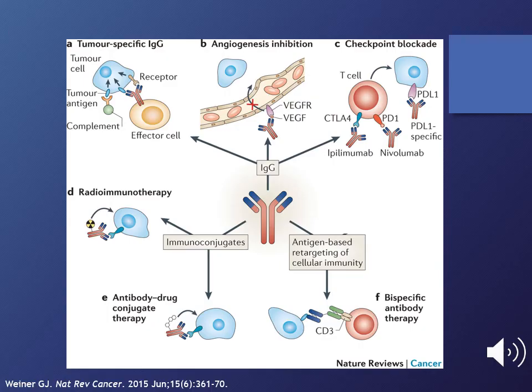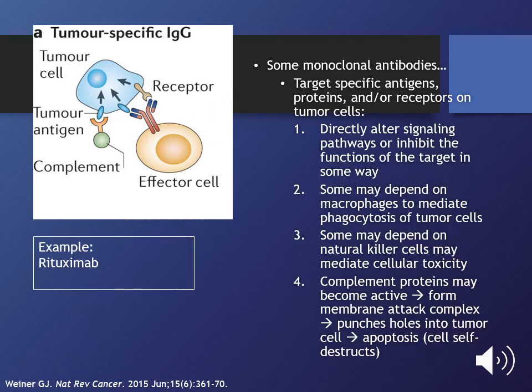Monoclonal antibodies work in a variety of ways. Drugs like rituximab target specific proteins and or receptors on tumor cells. They can bind directly to the receptor and alter downstream signaling pathways. They may depend on macrophages to mediate phagocytosis of tumor cells. They also could depend on natural killer cells to mediate cellular cytotoxicity, or they may involve complement proteins that, once they become active, form a membrane attack complex, which punches holes into the tumor cell and results in cellular apoptosis.